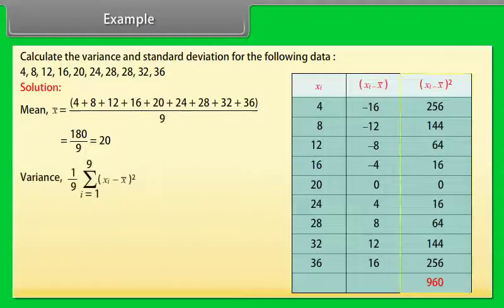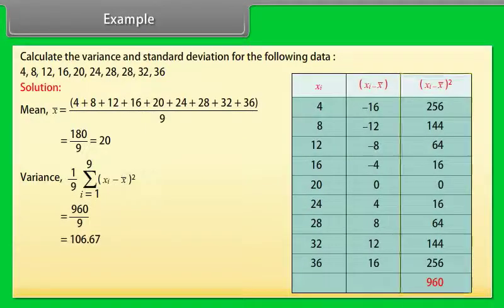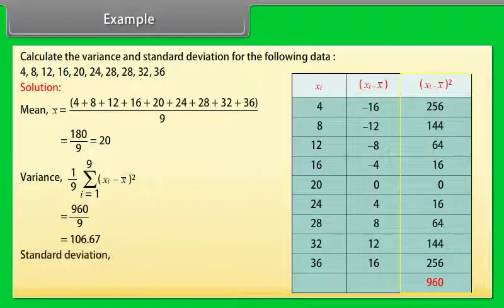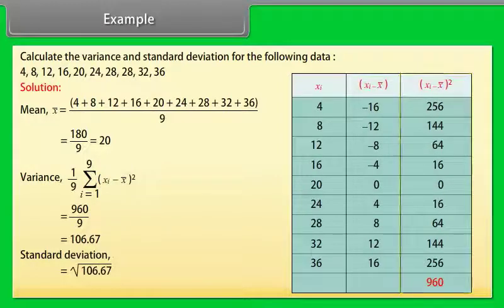And then finally, we find the variance as the summation from i equal to 1 to 9 of the squares of the differences between the observations and the mean x bar, divided by 9. It is found to be 106.67. After that, we find the standard deviation as the square root of the variance, and it is found to be 10.